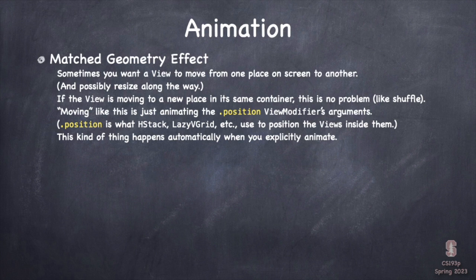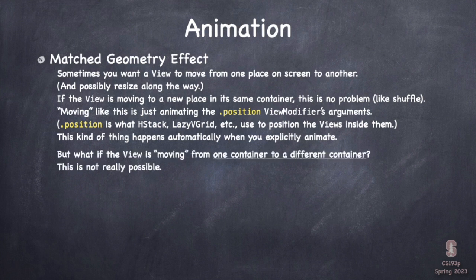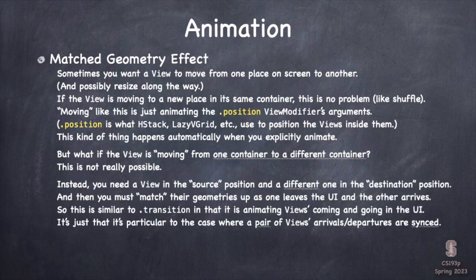But what happens if the two views are not in the same container? This won't work because you can't just change dot position. The dot position view modifier is within the container. If the other place is somewhere outside the container, there's no global screen-wide dot position. It's only inside the container. To do this, you actually have to have two views, one in the one container and one in the other. And you're going to remove one at the same time that you're adding the other one to the other container. And you're going to match their geometries. That's what matched geometry effect is.